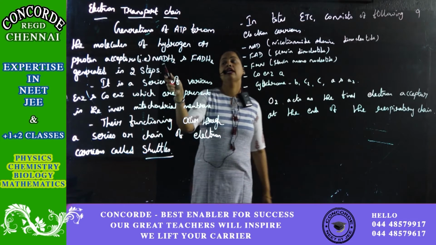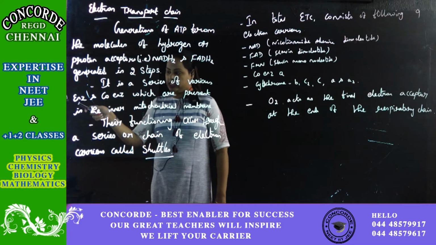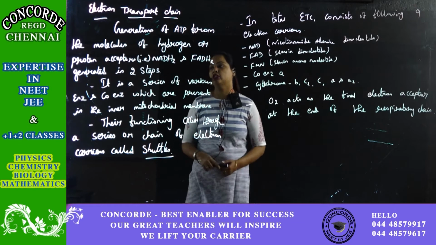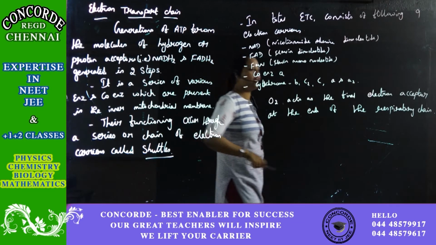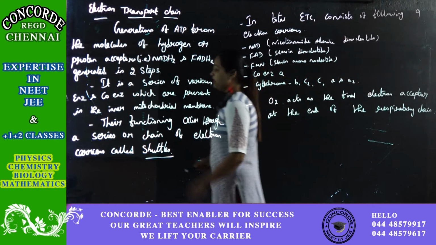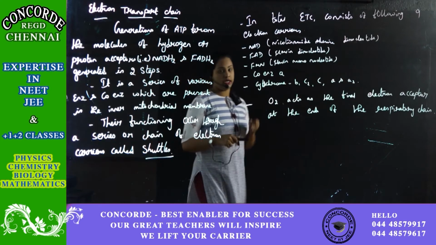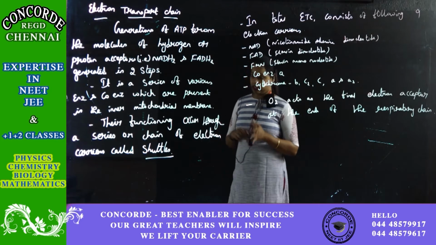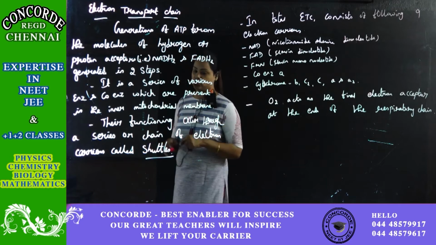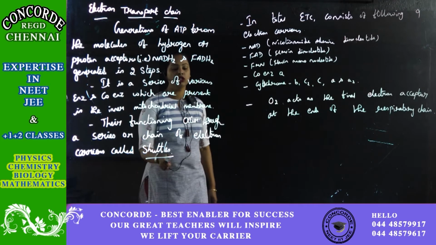And if you take this NADH2 and FADH2, it is a series of various enzymes and coenzymes which are present inside the inner mitochondrial membrane. So what the electron transport chain says is, in the mitochondria, in the inner mitochondrial membrane, the enzymes and coenzymes will be present. Enzymes and coenzymes react with the NADH2 and FADH2, so their functioning occurs through a series or chain of electron carriers called shuttles.